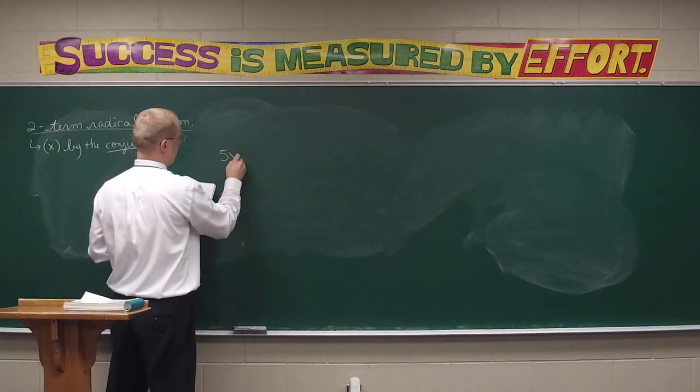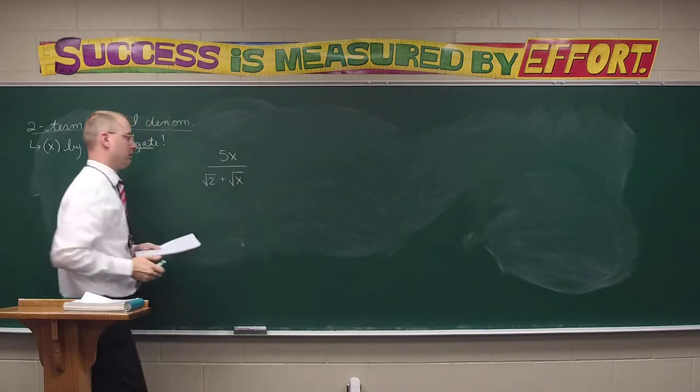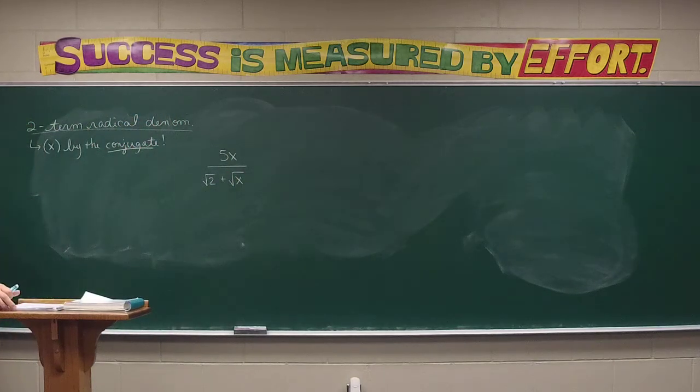5x over the square root of 2 plus the square root of x. Notice how many terms in the denominator, class? 2, and at least one of them, in this case both of them, are radicals, right? There's at least one radical. So we have what I call a two-term radical denominator.